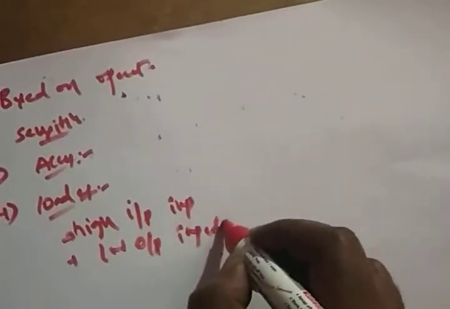And after that, the third one is accuracy. The degree of closeness of the measured value to the true value we call accuracy. Each and every transducer you choose should have high accuracy. And the fourth one is loading effect. Each transducer you choose should have a less loading effect. What is the condition for a less loading effect? High input impedance and low output impedance. This is the loading effect.